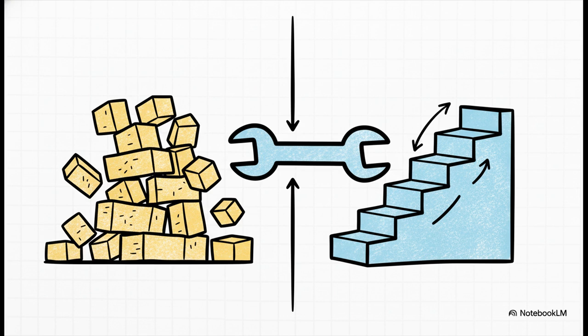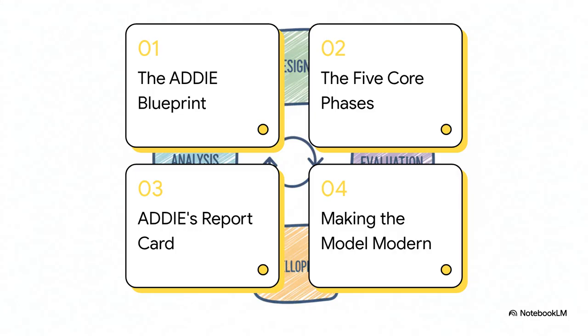So today, we are swapping that chaos for clarity. We're going to use a time-tested, 5-step blueprint for success. So here's the game plan. First, we'll get to know the ADDIE blueprint itself. Then, we're going to dive deep into its 5 core phases, step by step. After that, we'll give it a fair report card. Check out the pros and cons. And finally, we'll see how this classic model keeps itself sharp and relevant even today.